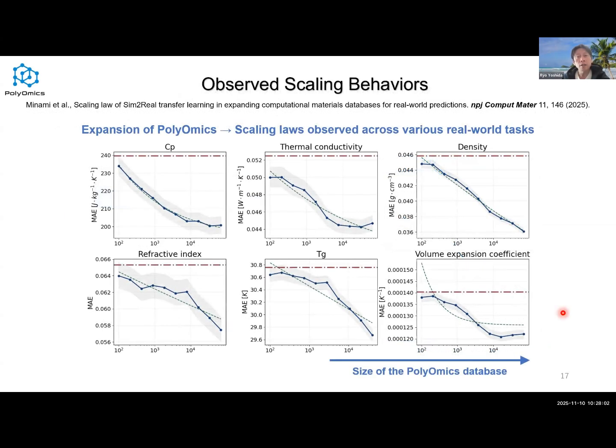So this slide shows some examples of the observed scaling behavior. As you can see, with the expansion of PolyOmics from 10^2 to 10^5, a strong scaling law is observed across various real-world tasks, for example heat capacity, density, glass transition temperature, and refractive index.